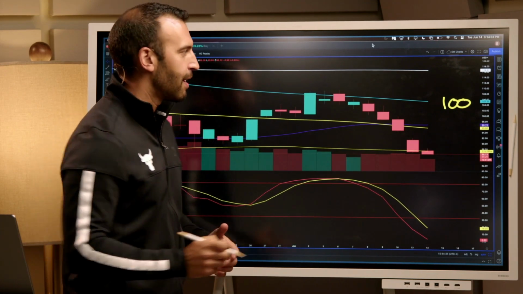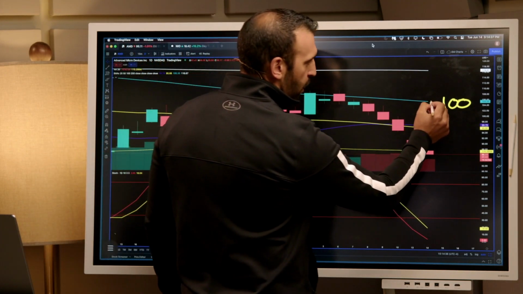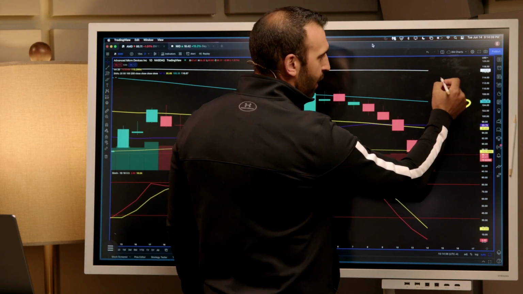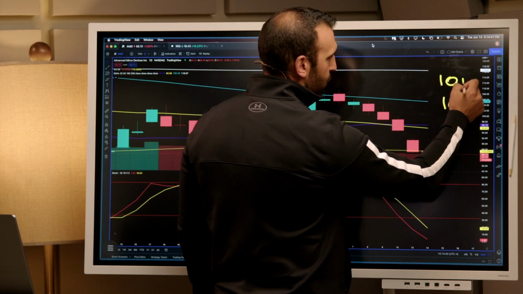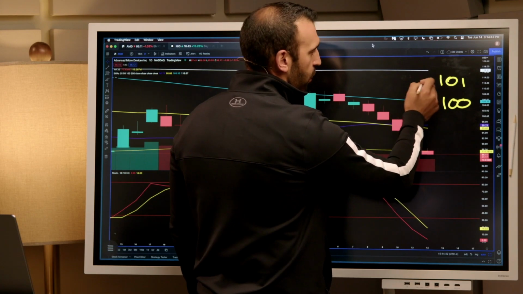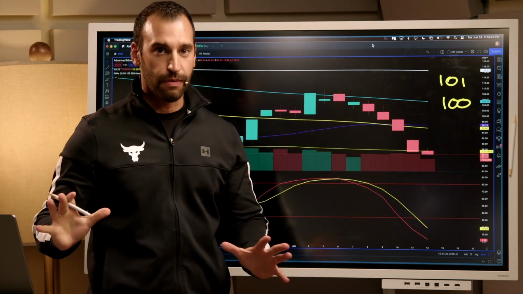So what does that mean? That means that if from $100, let's say you short it right away, and the stock price goes to, I'm just going to say 101, you are going to exit the position. The computer's going to do it for you.